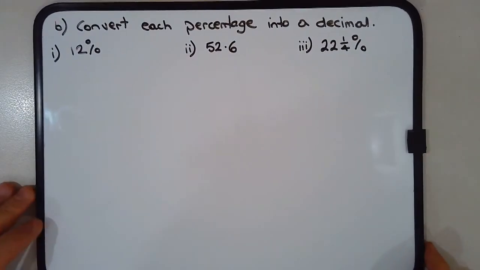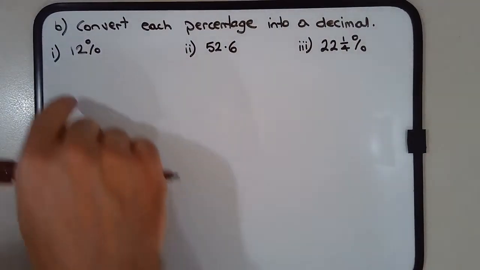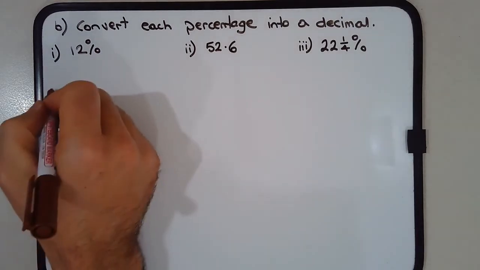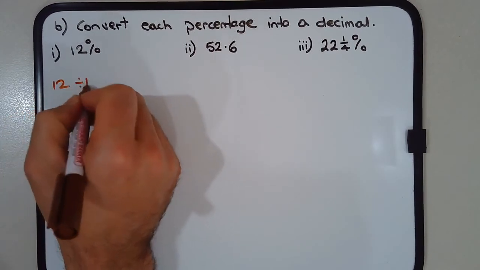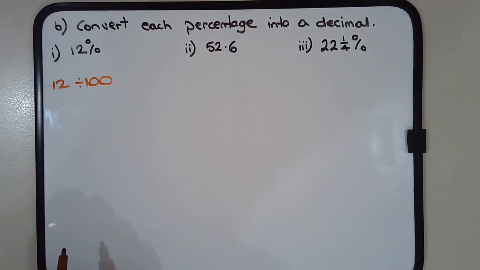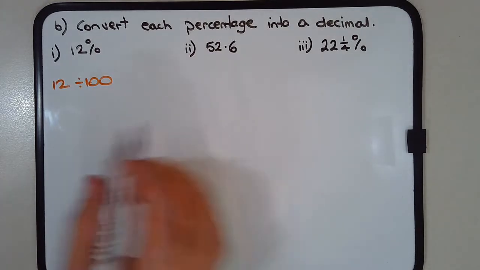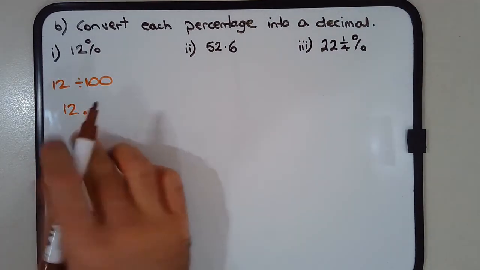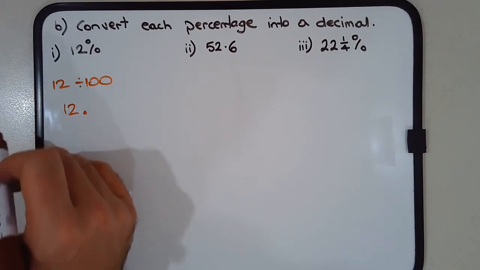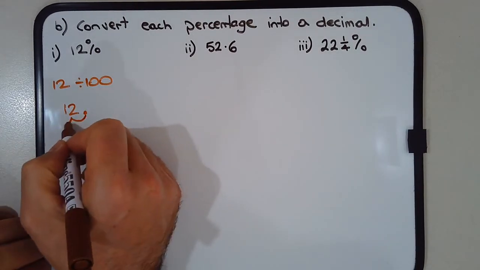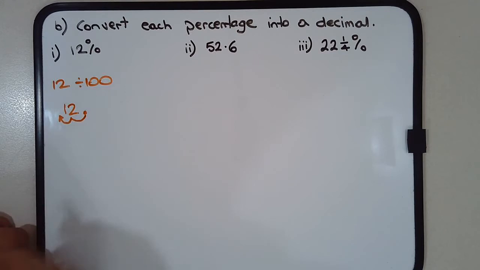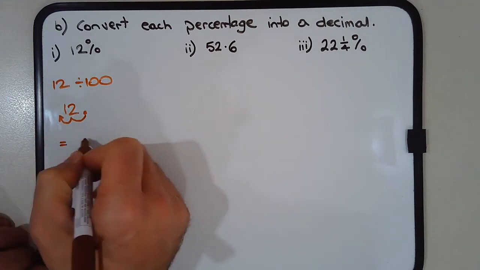Let's have a look at converting percentages now into decimals. We do the same thing, but this time we're going to divide by 100. Instead of putting it over 100, we'll just divide it by 100. So 12 divided by 100. All you need to do is just move a decimal point. Very easy, in fact. 12 has the decimal point after the 2, and we're going to move the decimal point to the left-hand side 2 places. 1, 2. Instead of the decimal point being to the right of 2, it's going to be to the left of 1.